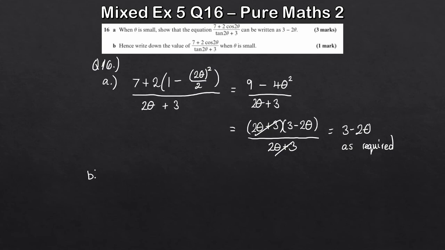And part B here. So when theta is small, again, minus 2 theta will also be small. So the value will just simply be what we've got left here, which is the 3. Okay, so the value is equal to 3 there. Again, only 1 mark though, but like I said, you can do that even if you can't show that this expression is equivalent like we've got in part A.